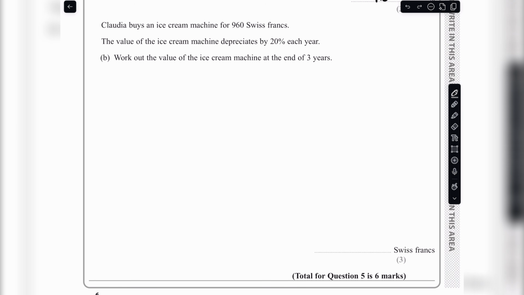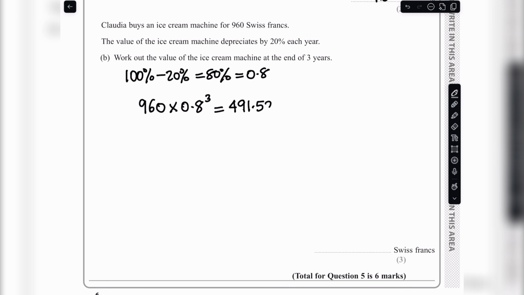So given as the value of the ice cream machine depreciates by 20% each year, we can subtract 20% from 100%, and that gives us a value of 80%, which we can also write as 0.8. And if we wanted to determine the value of the ice cream machine after the first year, we would multiply 960 by 0.8. However, given as we want to work out the value of the ice cream machine at the end of 3 years, we need to raise 0.8 to the power of 3. And that gives us a value of 491.52 Swiss francs. And that is your final answer.